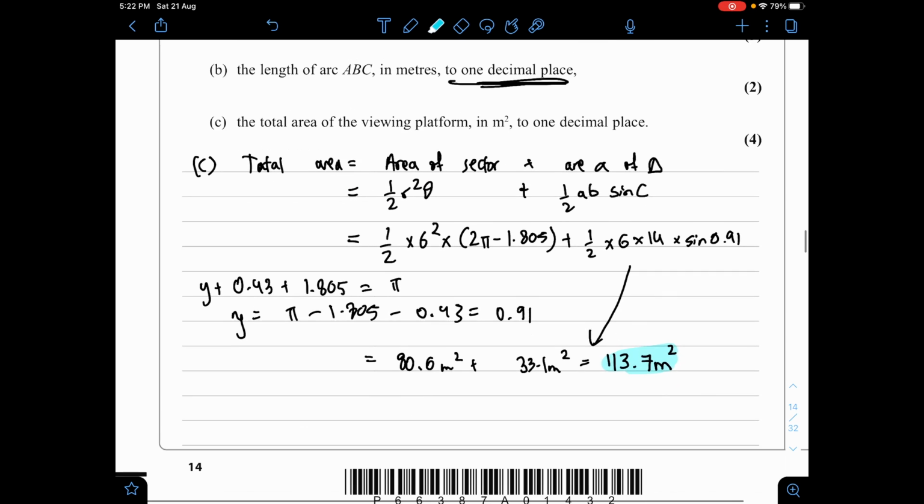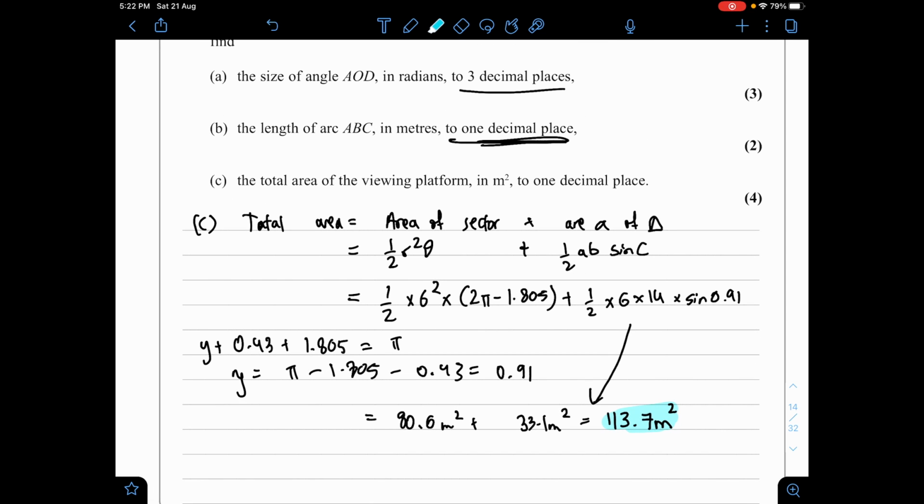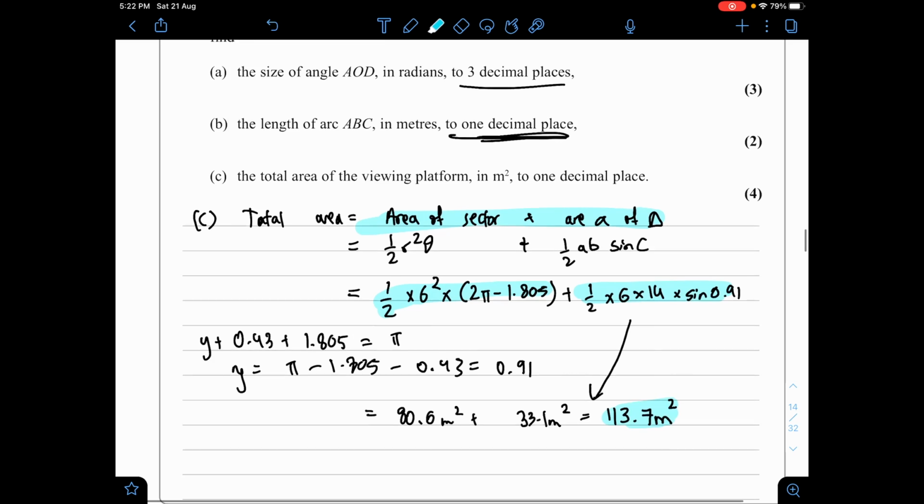All right. So what do you get the marks for? You get 1 mark for stating that it's a combination of sector and the triangle. 1 mark for showing the working out. 1 mark for getting this area, and 1 mark for getting this area. And obviously at the end, to get A1, the accuracy mark, which is 113.7 meters squared.